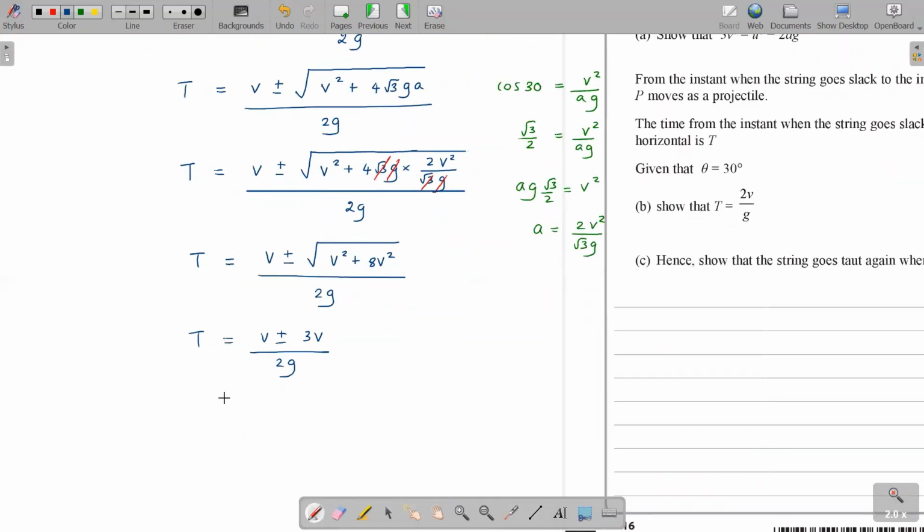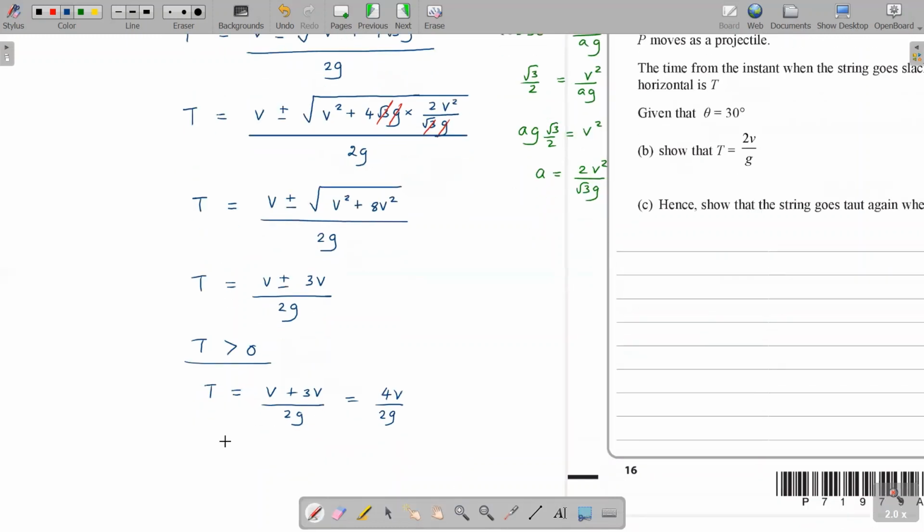So your T is time. Is time a positive or negative figure? Time is definitely positive. Time is greater than 0. Therefore, we only need to consider the v plus 3v over 2g. Are you with me? So it is 4v over 2g, which ends up eventually giving us capital T equals 2v over g. Can you see that? That's the show that.